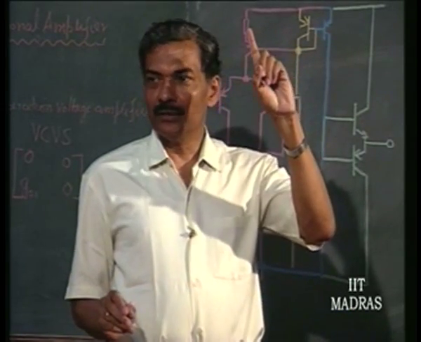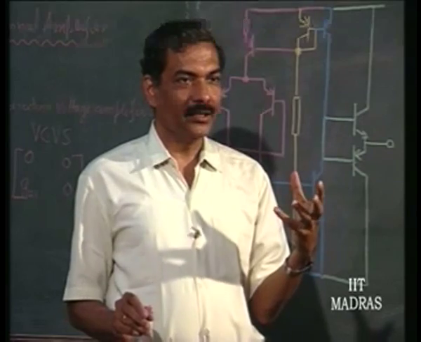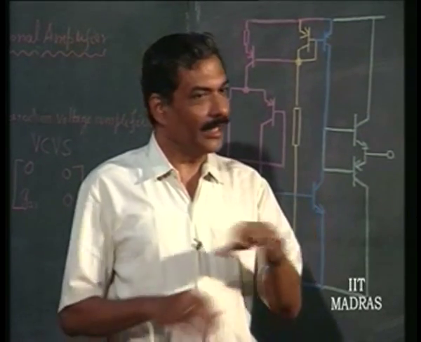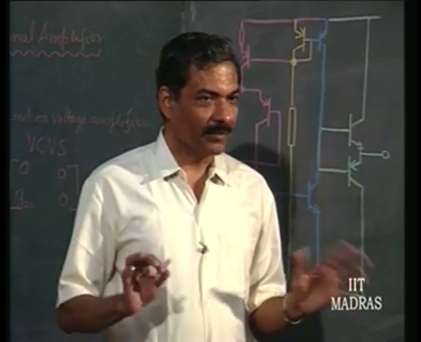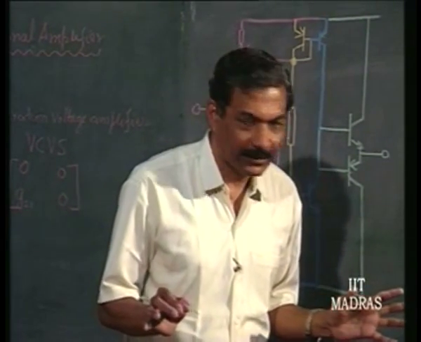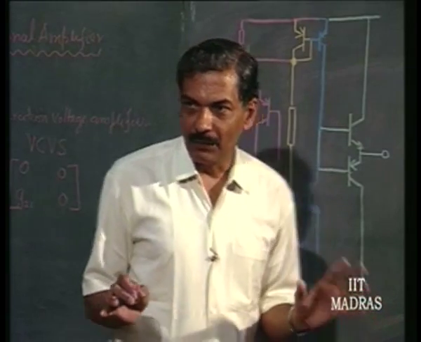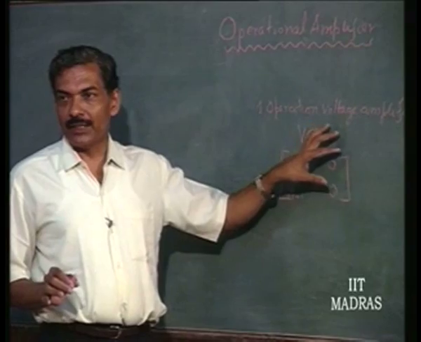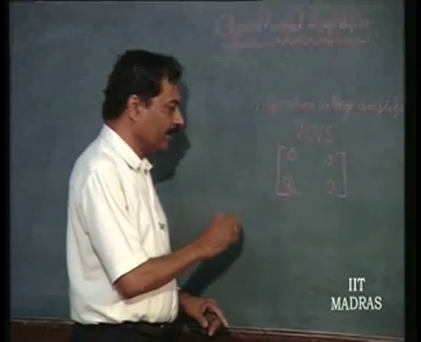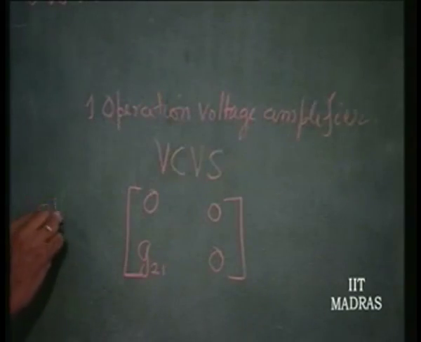What does it mean? If you try to represent an ideal voltage controlled voltage source by any of the other 3 parameters, some of the other parameters will become infinity. So, if you want to represent an ideal voltage controlled voltage source, it has to be represented by G parameters.